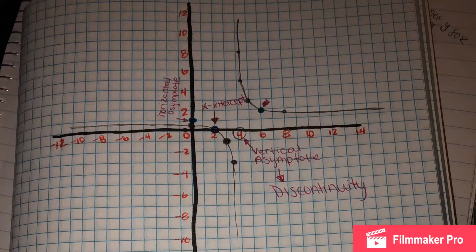This is my video on graphing rational equations. First I started and I found the vertical asymptote.